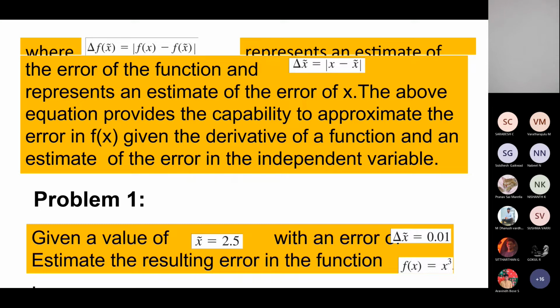So now we solve one problem. In the given problem, x bar equals 2.5 with an error delta x bar equals 0.01. So we estimate the error in the function, where the function is f of x equals x cube. Next slide.